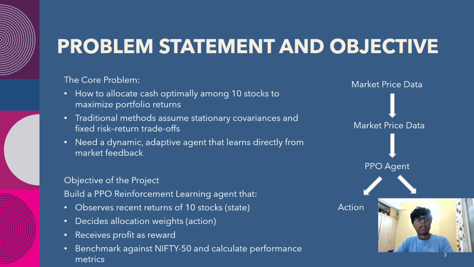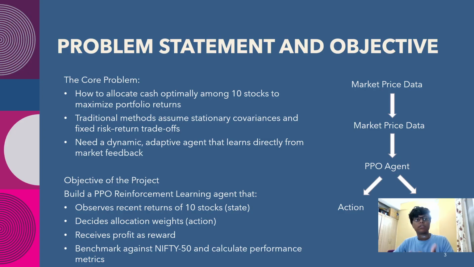Then I'll define the problem statement and the objective. The core problem is to allocate cash optimally among 10 stocks to maximize portfolio returns. I have chosen 10 stocks. The reasons for why 10 and why those 10 I'll explain later. Traditional methods would assume stationary covariances and fixed risk return trade-offs. So now I need a dynamic adaptive agent, such as an RL model, that learns directly from market feedback.